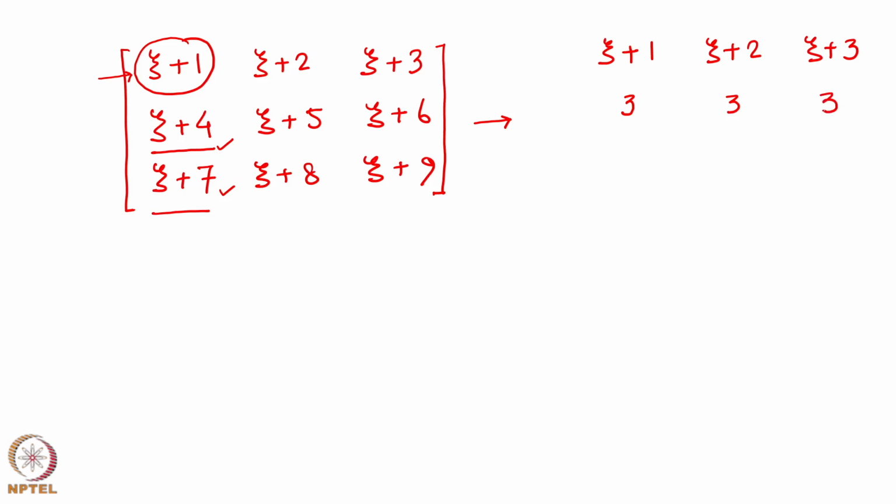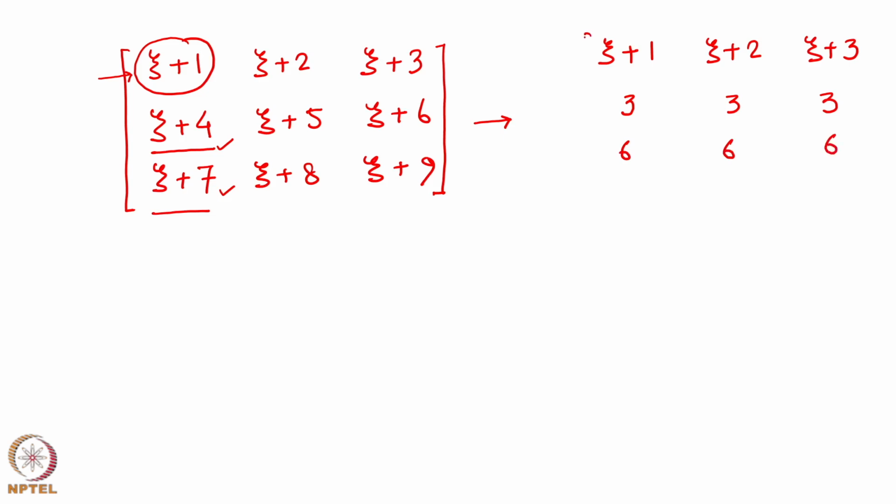Likewise, if I do this subtraction, I'm going to get xi plus 7 minus xi plus 1. That is 7 minus 1, 6.